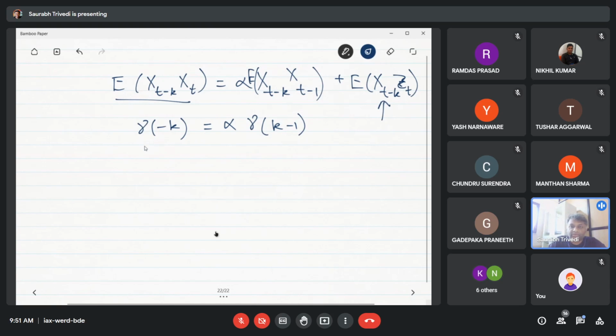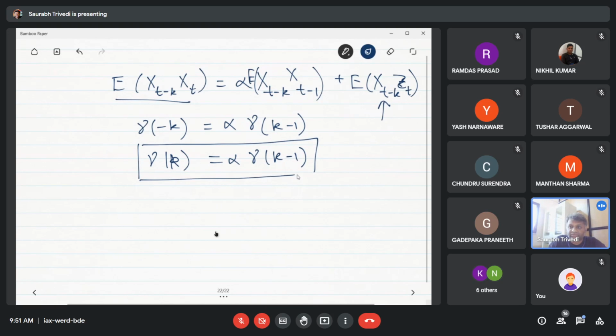Okay, but gamma of minus k is gamma of k, so gamma k will be alpha gamma k minus 1. So you see that we get a recurrence kind of relation, right? So gamma k equals alpha gamma k minus 1. And also gamma 0 is sigma squared. So this means that we can solve the recurrence relation here and we'll get gamma k equals alpha to the power k sigma squared. Okay.